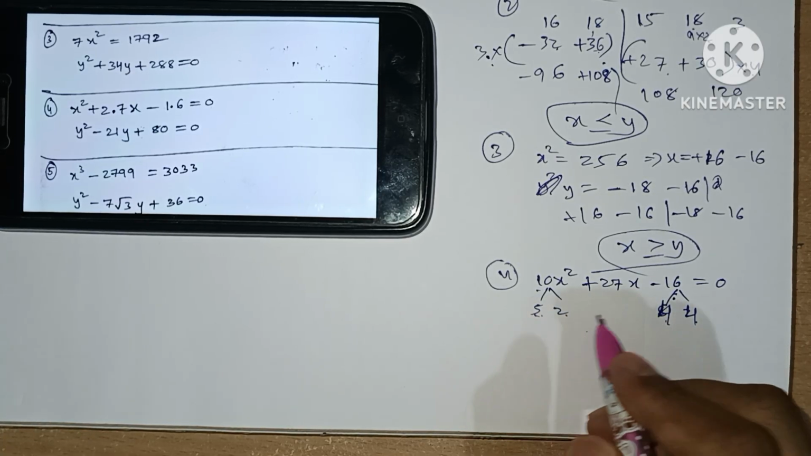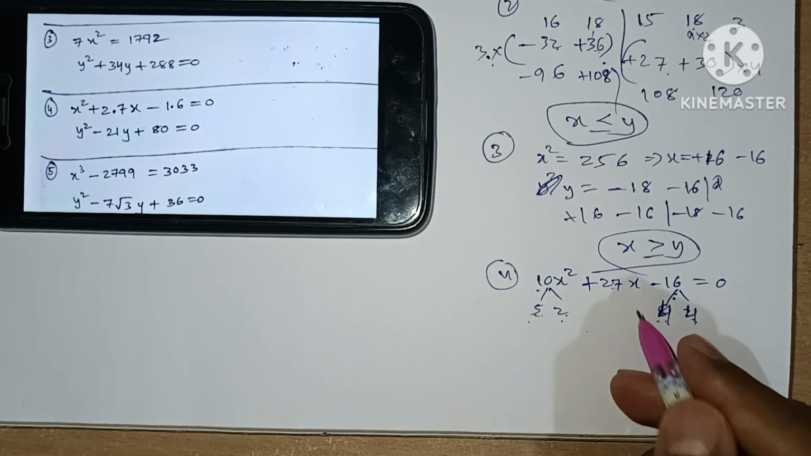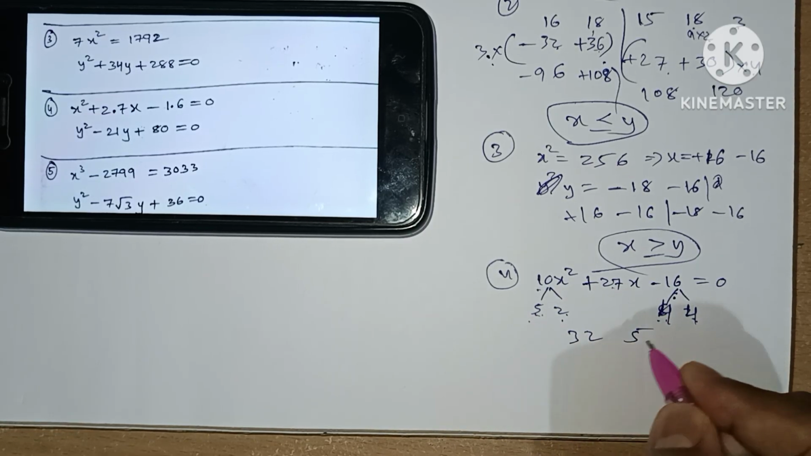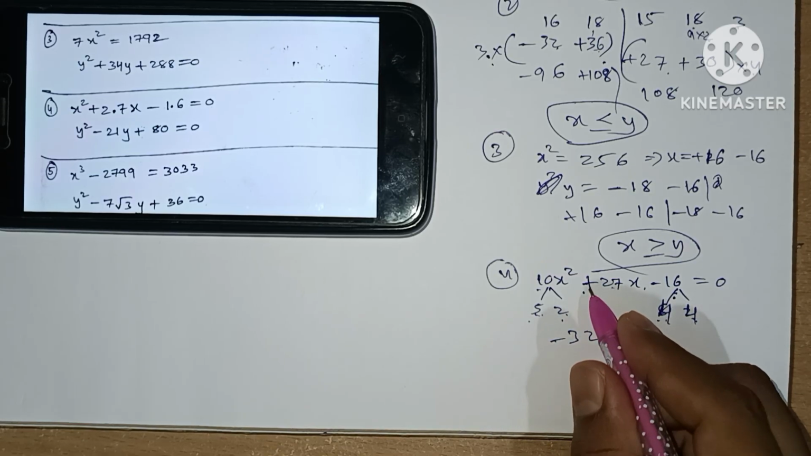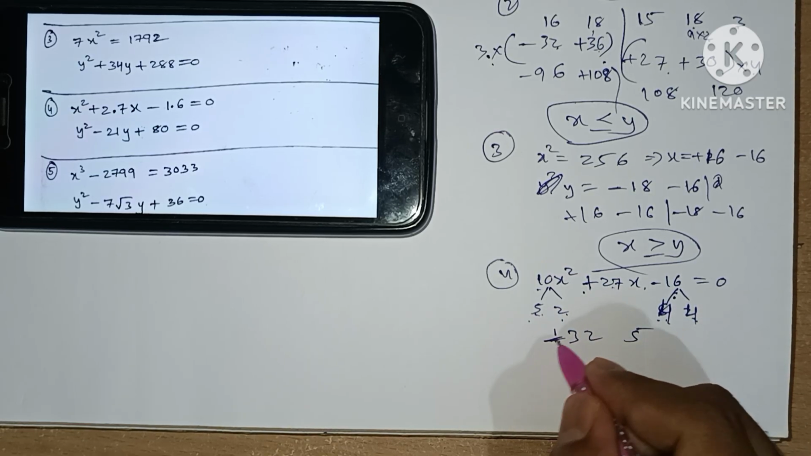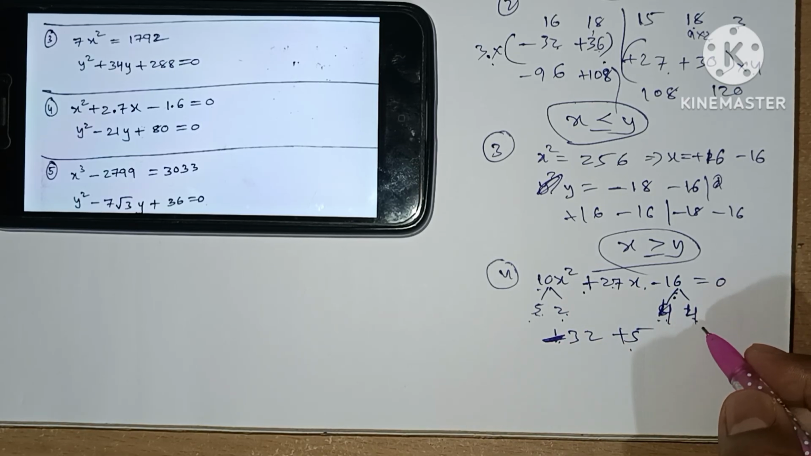No, 16 2 times 32. 32 minus 5 will be 27. So 32 and 5 are the roots. Plus and minus means the first root is negative, the second root is positive. So minus 32 and plus 5 are the roots.